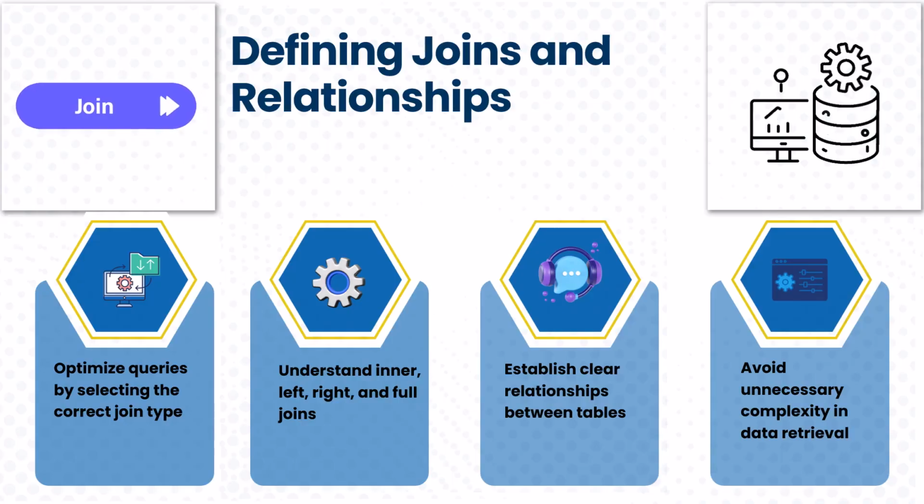Joins are like matchmaking for data, bringing tables together to form meaningful relationships. But pick the right match. Inner join keeps it exclusive, while outer joins invite in the distant cousins. Get it wrong, and your queries might end up like awkward blind dates, slow and confusing.